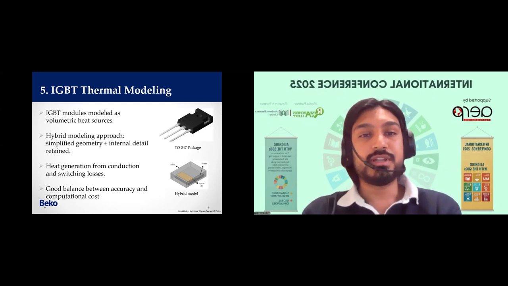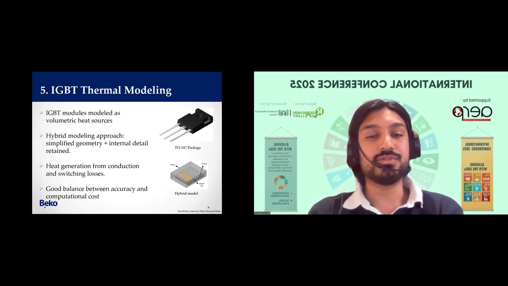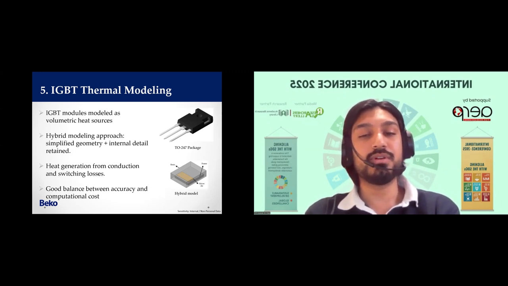Our heat sources were the IGBTs. Each IGBT module was modeled according to its TO247 package structure. We treated each device as a volumetric heat source by applying the condition on the silicon die. We accounted for both the conduction and the switching losses.